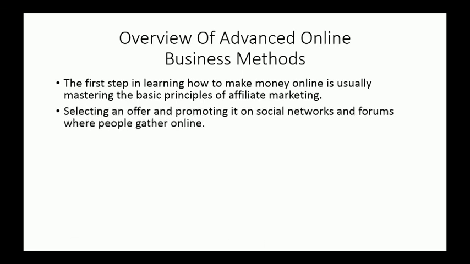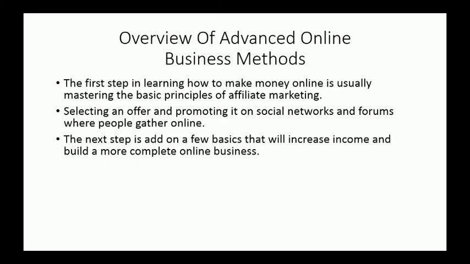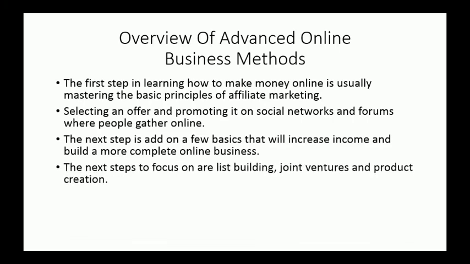And what you're doing in affiliate marketing, of course, is selecting an offer. You're going to one of the affiliate networks, finding it, and then promoting it on those places where people gather to talk about their interest or their problem, providing a solution for them through the product that you are promoting. Now, there are a few other steps that, if you add them on to your understanding of affiliate marketing, will allow you to build a more complete online business. We're going to be talking about that in these videos.